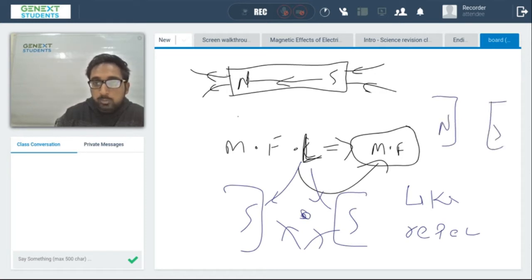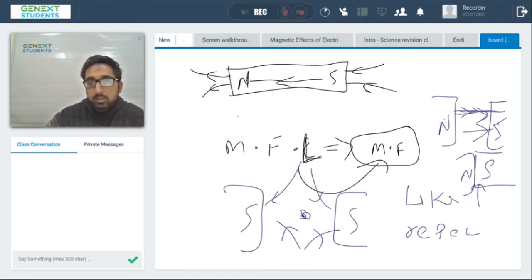But unlike poles, like north pole and south pole, what exactly is happening? North pole wants to give out the magnetic field lines and south pole wants to take the magnetic field lines in. So it will allow the magnetic field lines to pass from north pole to south pole. Therefore, north and south attract each other, and they will come in contact. But in the case of two south poles, both poles want the magnetic field to get inside. Therefore, the field lines come from here and go inside towards the south pole. That is the reason they will repel each other. They will not attract each other.